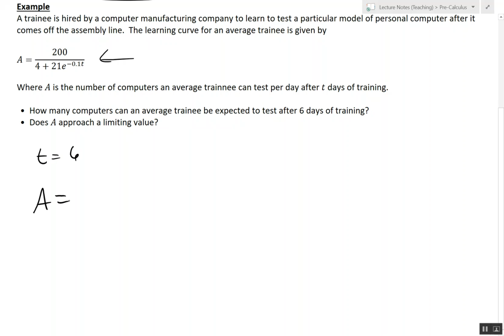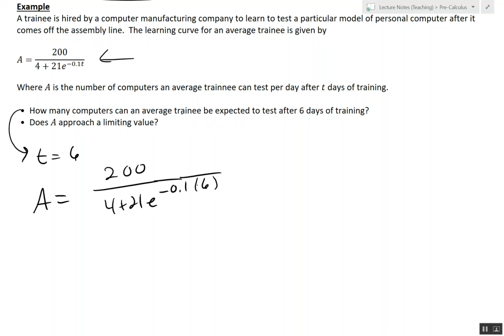For this equation, we'll have A equals 200 all over 4 plus 21 e to the negative 0.1 t, and we're going to turn that t into a 6 for 6 days, and punch that into our calculator. So this will be approximately 12.8 computers, so we can round that up to approximately 13 computers a day.